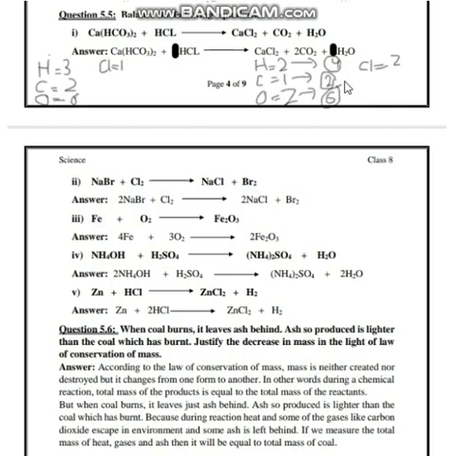Exercise question number 5.5. Balance the following equations. There are different chemical equations. You have to balance them by applying the rule for balancing chemical equations. First part is calcium bicarbonate, Ca(HCO3)2, which will react with hydrogen chloride, HCl, and it will form calcium chloride, CaCl2, along with carbon dioxide, CO2, and water, H2O. You have to balance it first.